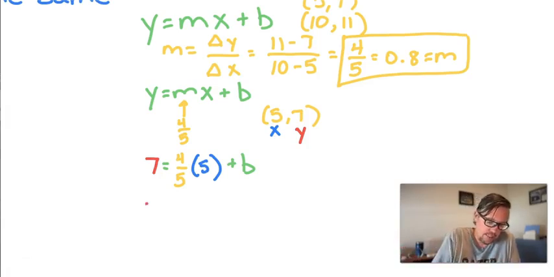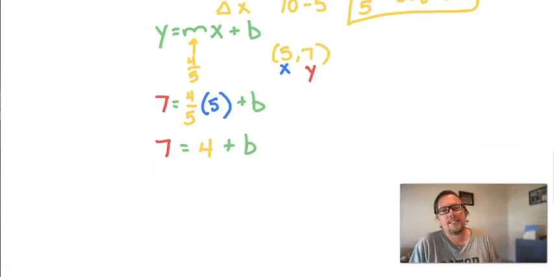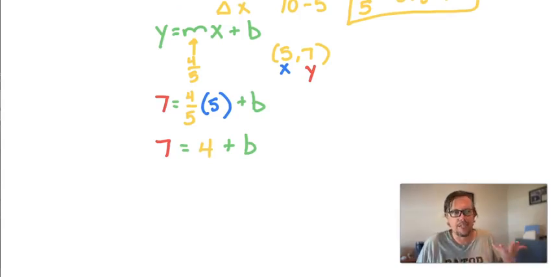So we have 7 equals, and then 4/5 times 5 is just going to be 4. Let's go ahead and do that in yellow, I think. Just keep our color scheme as consistent as possible. Plus b. So 4 plus what is 7? Of course, the answer is 3. 4 plus 3 is 7.